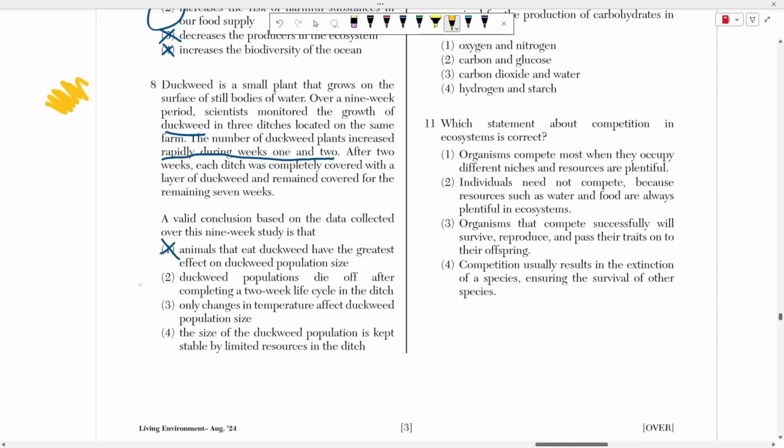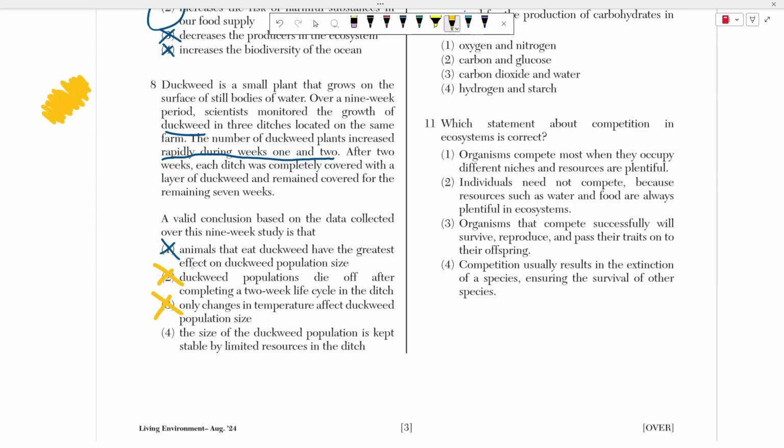Choice 2, duckweed populations die off after completing a 2-week life cycle in the ditch. That's also false because if the duckweed really died out, then it would decompose and it would be gone by the remaining 7 weeks. At the end of the 7 weeks, there should be no duckweed left because it would be decomposed and dead. But the duckweed is still alive because it's clearly supporting itself and regenerating itself, which is why they still cover that film on top of the ditch, right? So choice 2 is out. Choice 3, only changes in temperature affect duckweed population. No part of this question ever mentioned temperature, so we can't assume that affects population size.